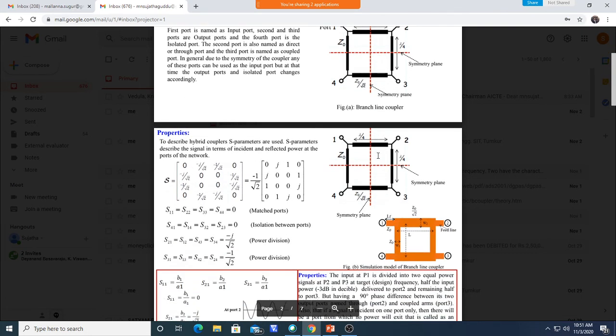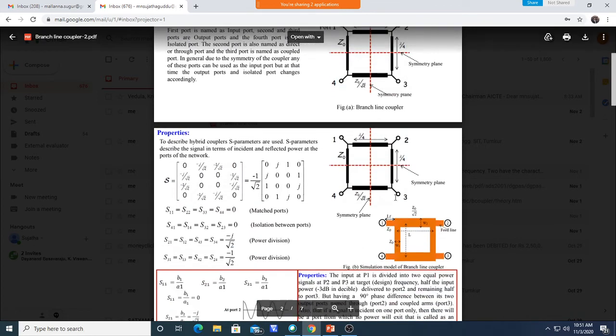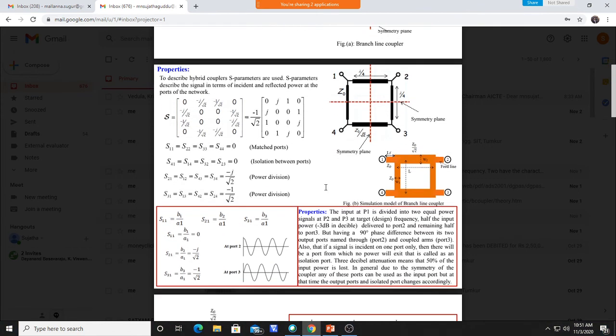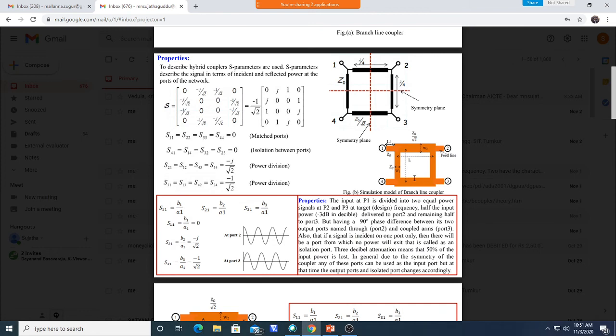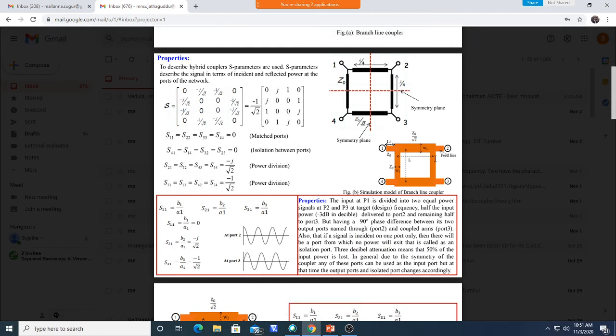It is a passive four-port device, and this four-port passive device is represented using a scattering matrix like this. It is mainly used for power division purposes. Many times, like in antenna arrays, there are many antennas. If a single source is there, but there are two antennas, then what to do? We have to divide the power. Half of the power must go to one antenna, the remaining half to another antenna.